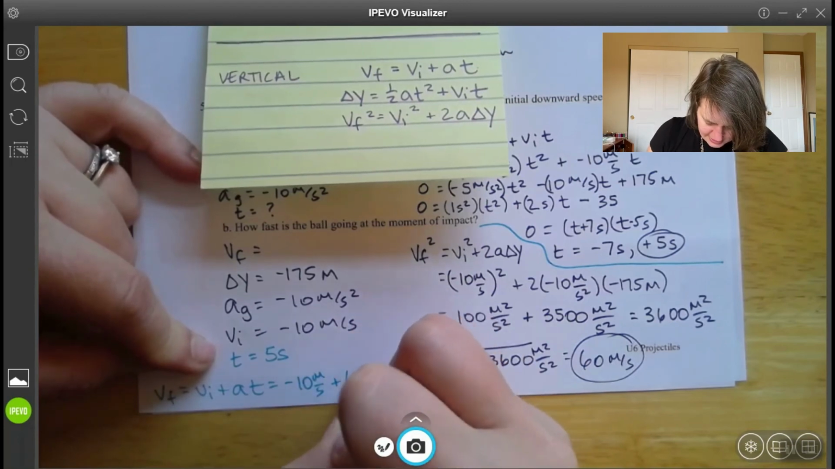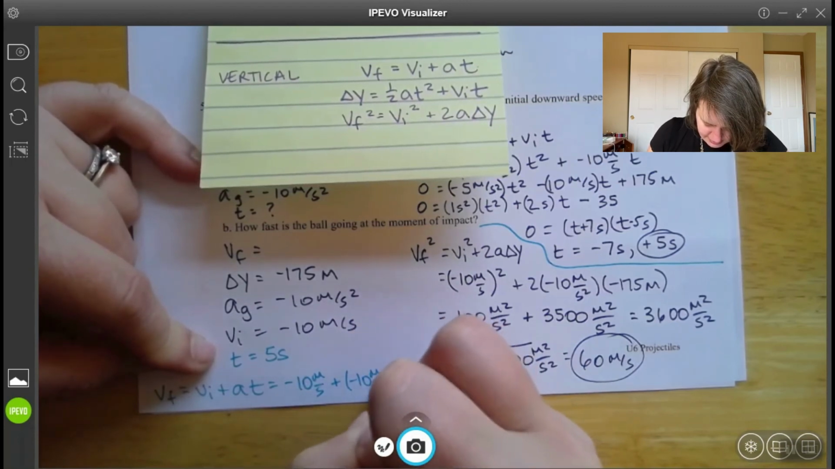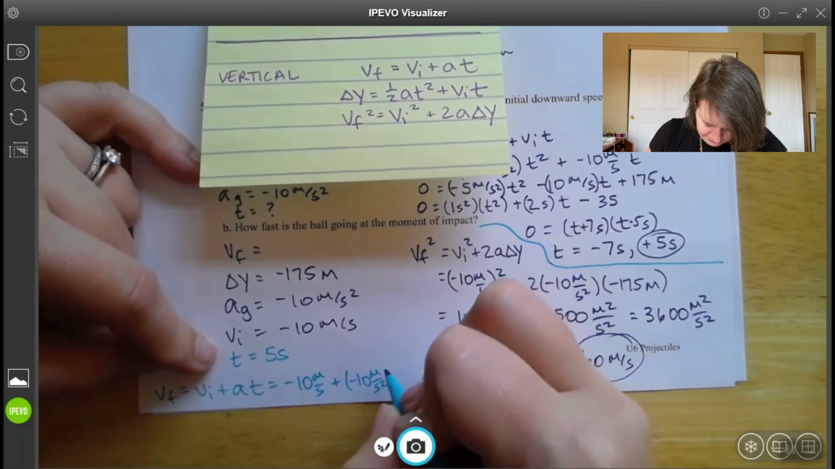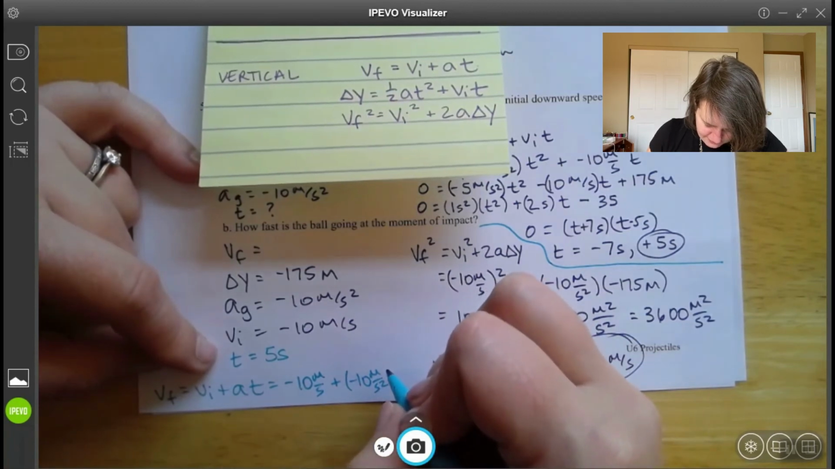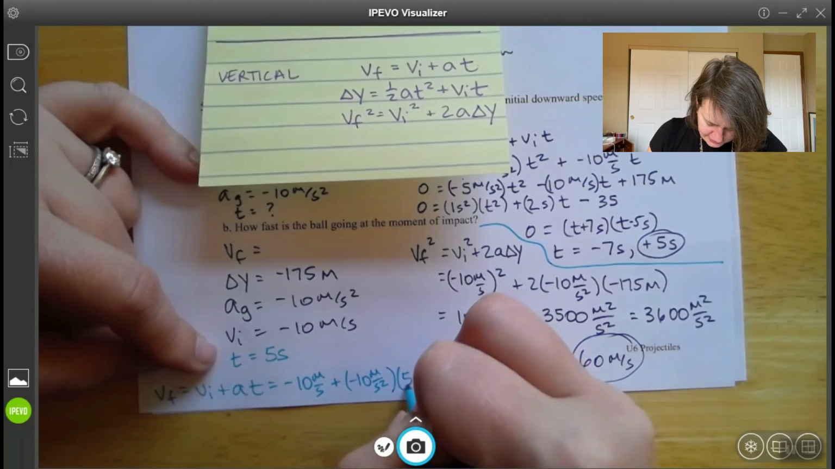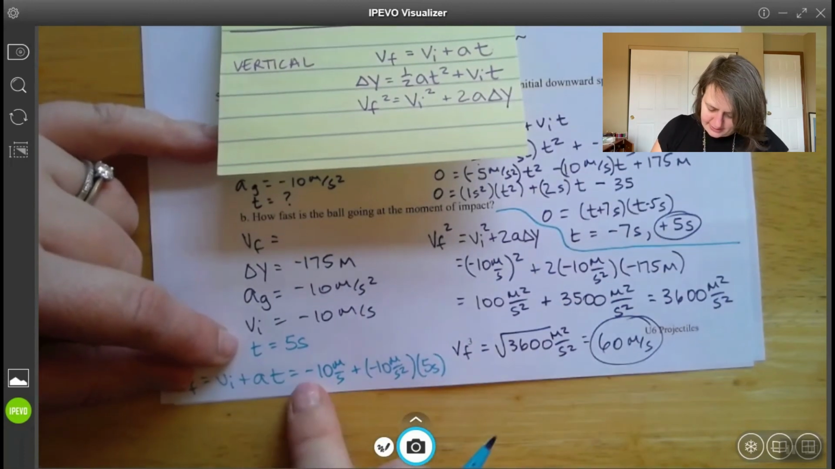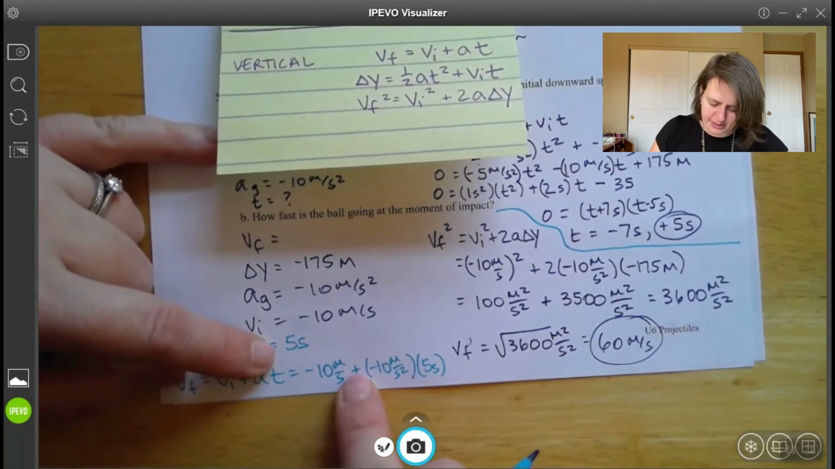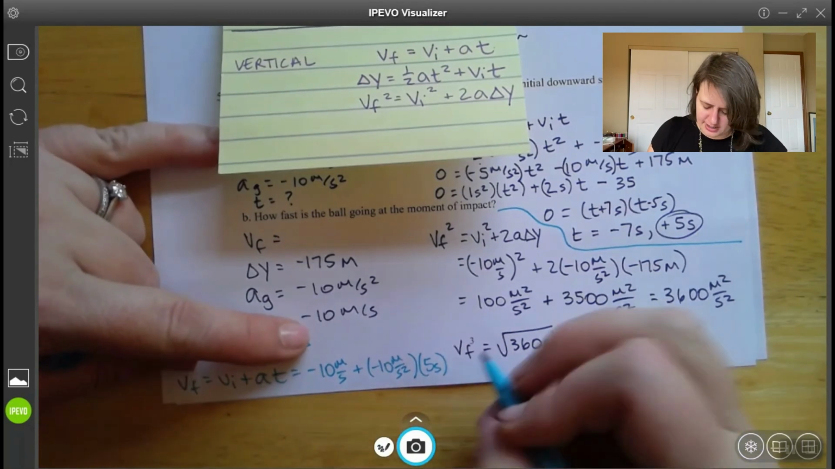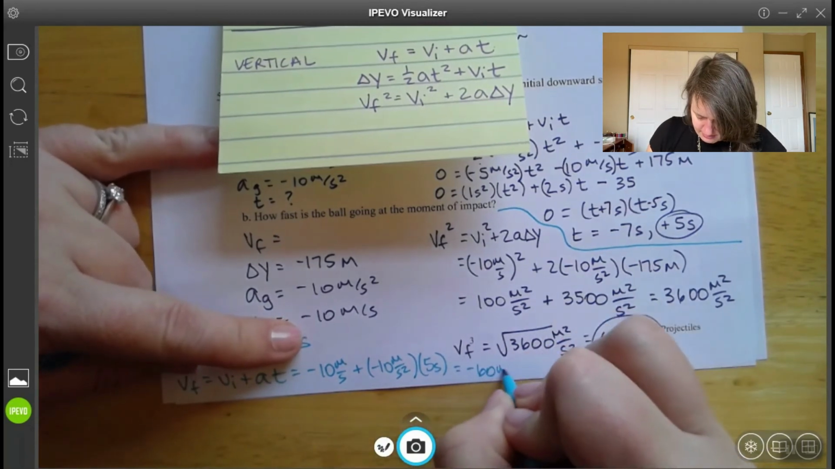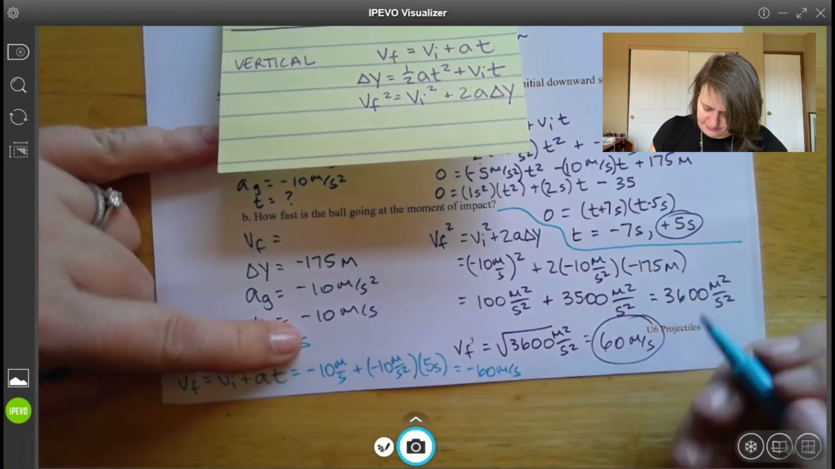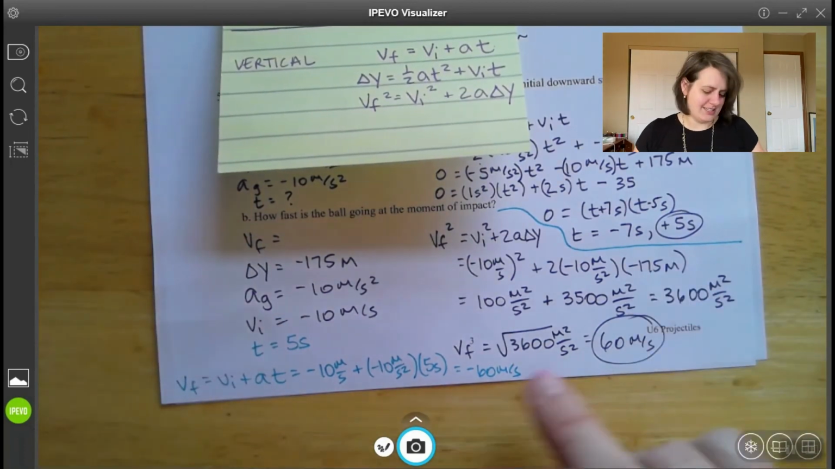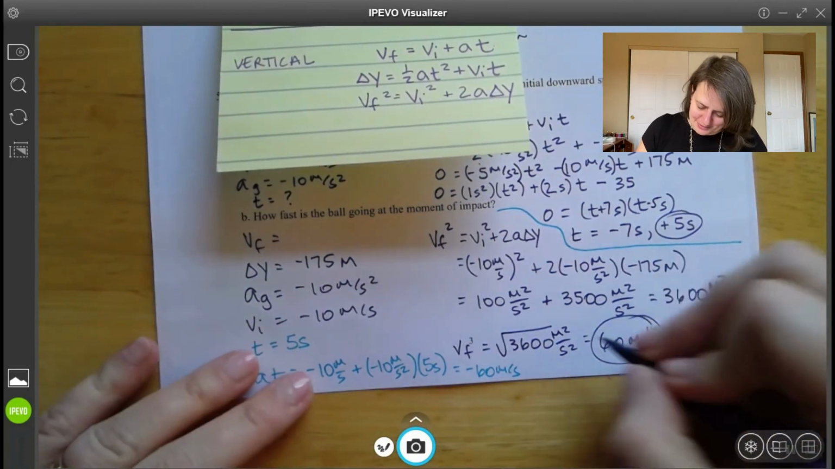And then I'm going to add that to my minus 10 meters per second squared times 5 seconds. And check this out. You end up with minus 5 plus minus 50, and it's the same: minus 60 meters per second. Oh, wait. Remember, guys, this is a square root, so this is going to be plus or minus, right?